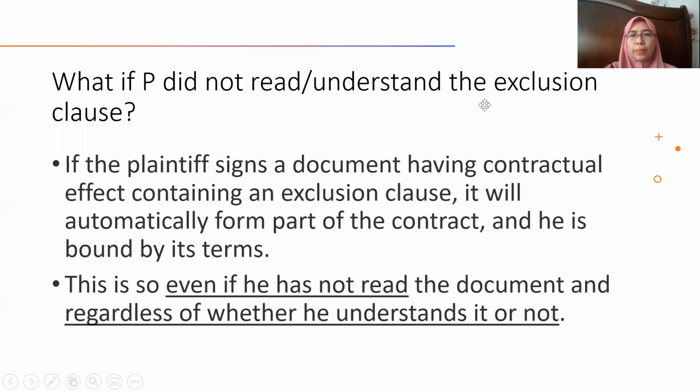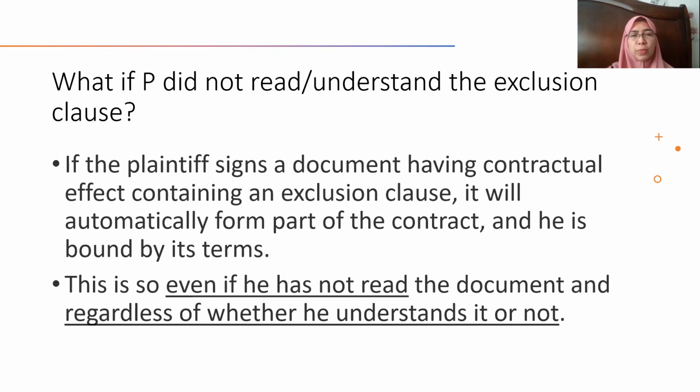Okay, this is an important one. What if the plaintiff, the victim, the one who suffers losses, did not read or understand the exclusion clauses? Can you buy something and then say, oh, I don't know that there's an exemption clause whatsoever? Or maybe I don't know that the seller, the other party, is protected by this exemption clause. Can you argue that in the court of law? So this is the answer.